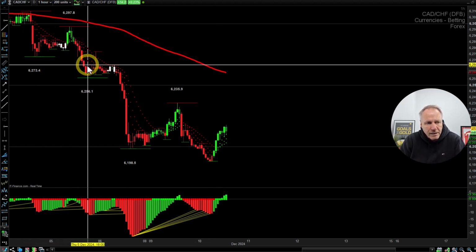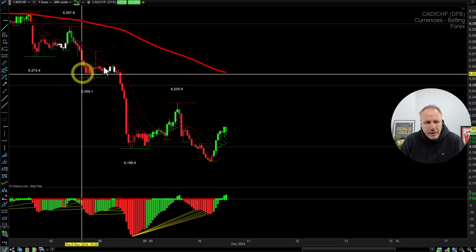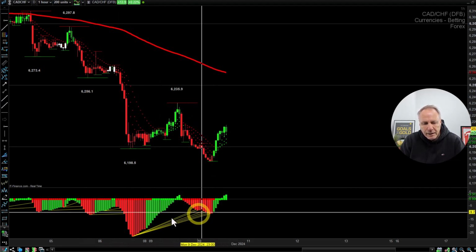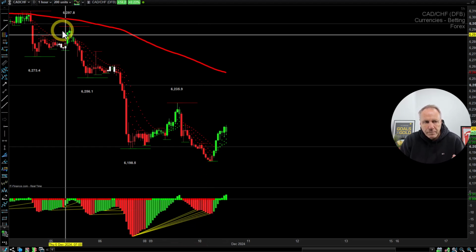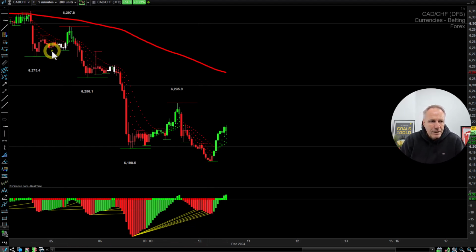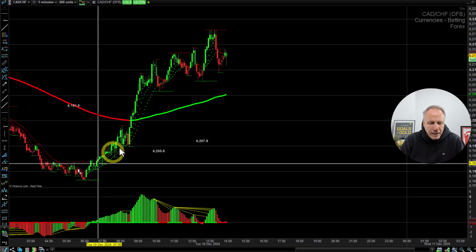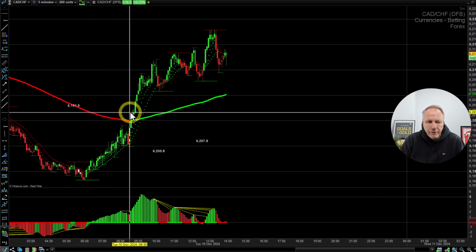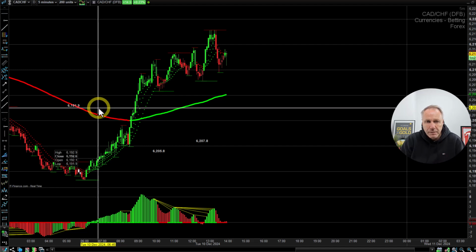So pro trend system all the way down, CAD Swissy trending lower, and then finally we break to the downside, and then the divergence kicks in. Tracks gives us the buy signal. That's the trigger. The Pro Trend system gives us those tracks buy signals. Green for buy, and away we go. So really nice move. All right.